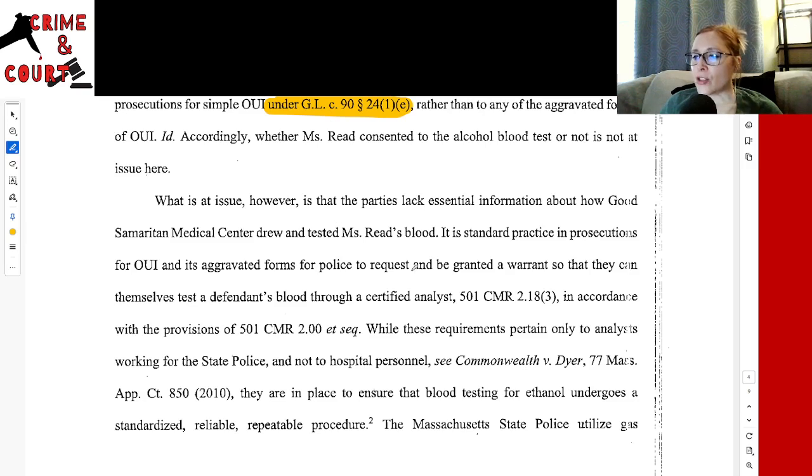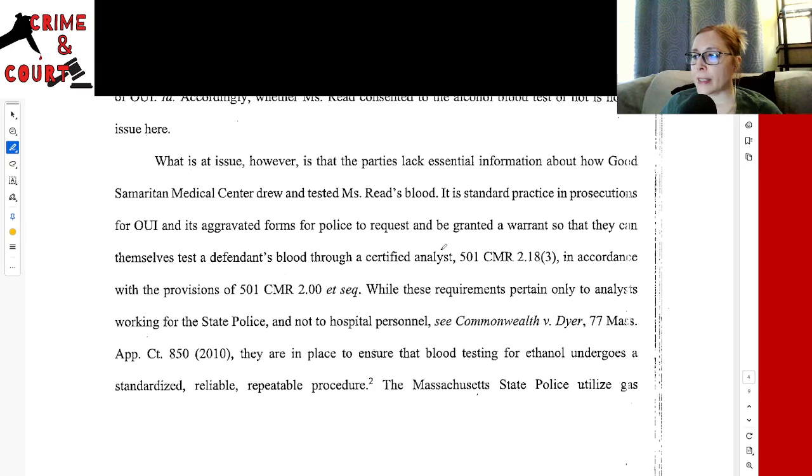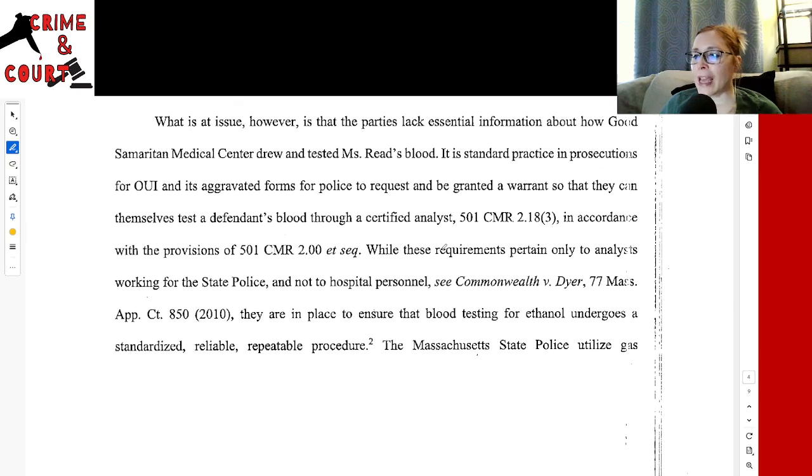What is at issue, however, is that the parties lack essential information about how Good Samaritan Medical Center drew and tested Ms. Reed's blood. It is standard practice in prosecutions for OUI and its aggravated forms for police to request and be granted a warrant so that they can themselves test a defendant's blood through a certified analyst. Let me repeat that.